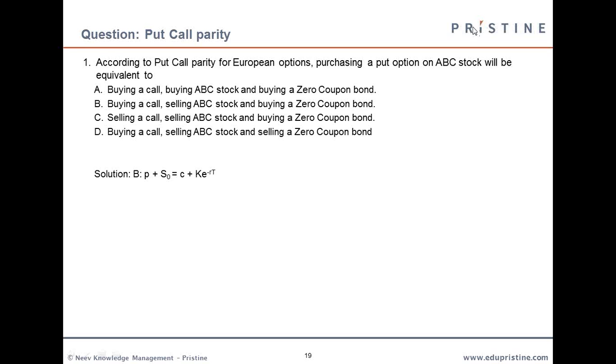Now I'll try to explain this example. This is pretty simple. This is based on the equality that we got from the put call parity equation. Here, to find the value of the put, it is simply shift this to the right hand side. So what it says is you have to buy a call, you sell a stock, and you buy a zero coupon bond. So which is option B. So B is the right answer for this.